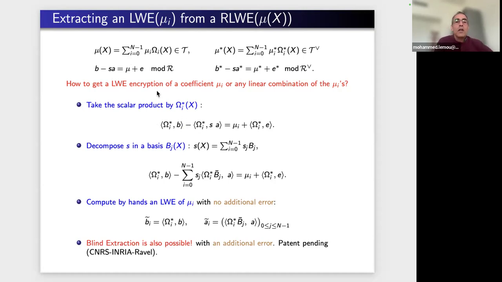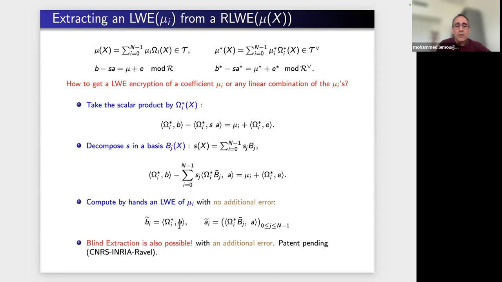What we do is simply multiply this encryption relation by omega_i star. So you obtain omega_i star by B, using the scalar product we defined before with the traces. By definition of the duality, you get here mu_i plus mu omega_i star by E. And now you just decompose the key S in any basis of your choice. We call it B, for example, and you get an LWE encryption equation like this, which means that the LWE of mu_i is composed by A tilde and B tilde.